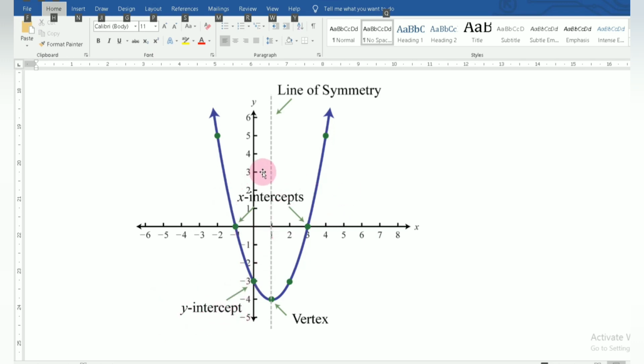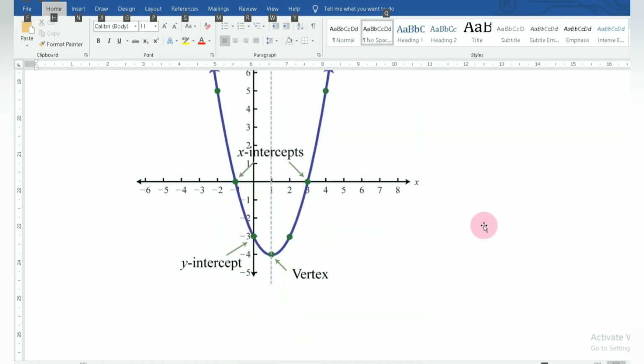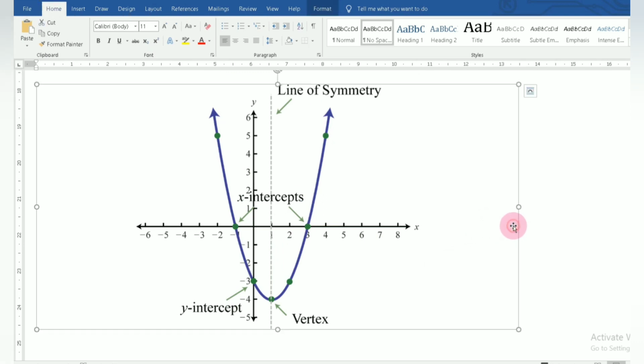But about the x-intercepts, you have to be careful. As we have already discussed before, we can have two x-intercepts, one x-intercept, or no x-intercepts. You can go here: this one, two; this one, none; this one, two x-intercepts; this one, one x-intercept. So the possibilities are only three cases: 0, 1, or 2 x-intercepts. Okay, so let's go to the general form of the quadratic function.